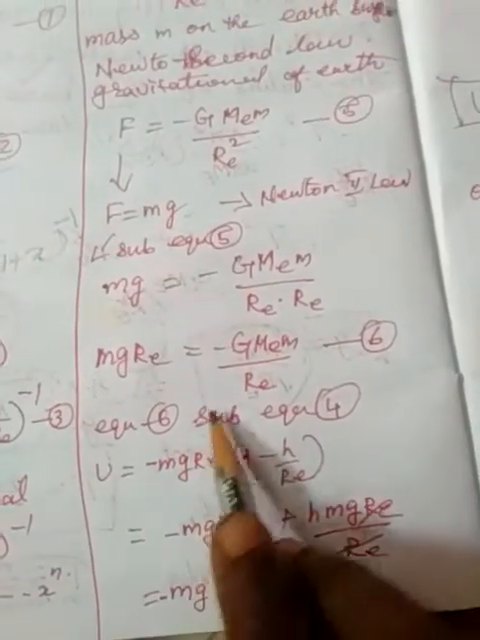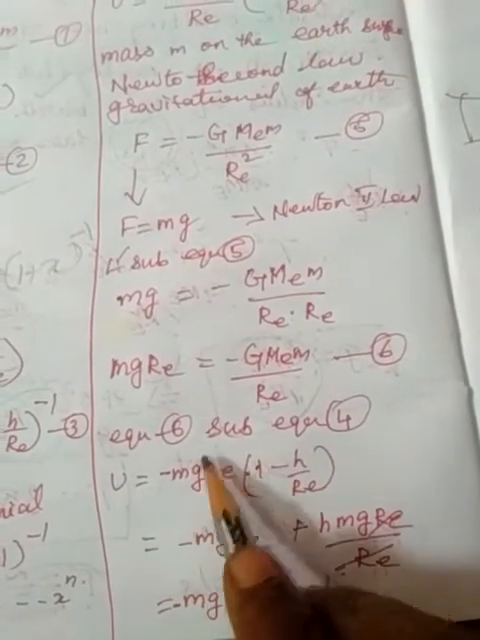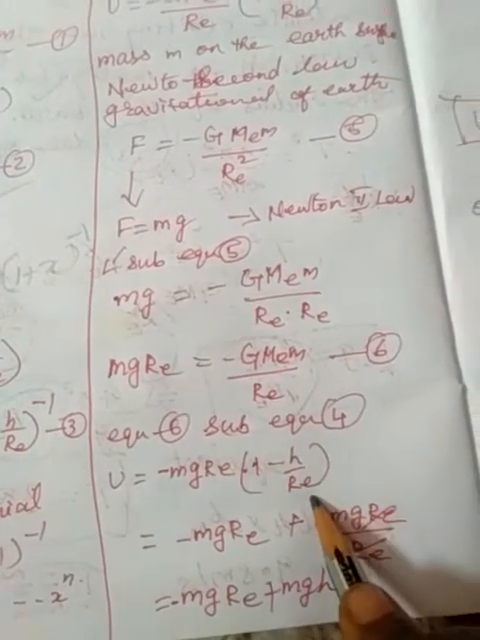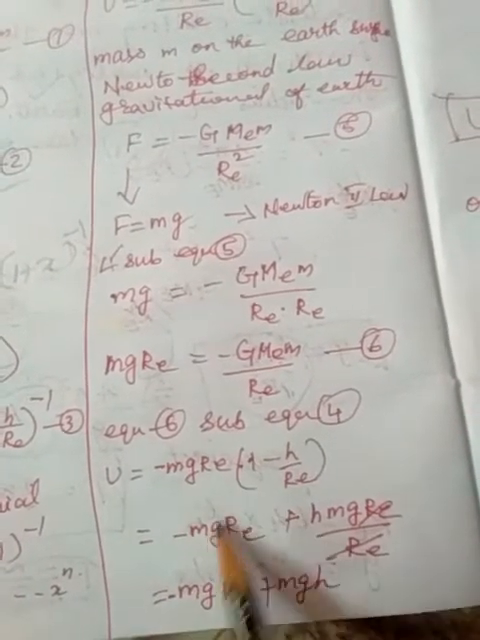What happens is that this part goes outside. So it is minus mg R_E times (1 minus h by R_E), right? Now you multiply the inside by the minus sign.